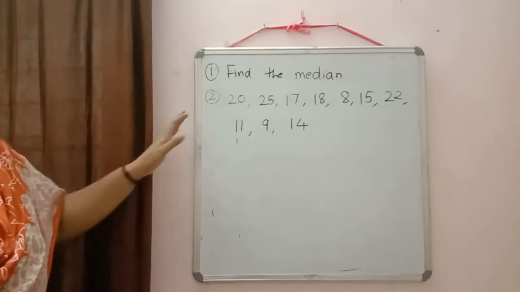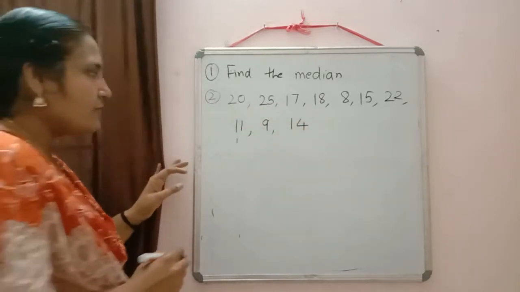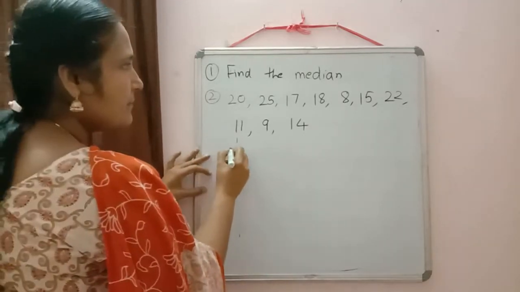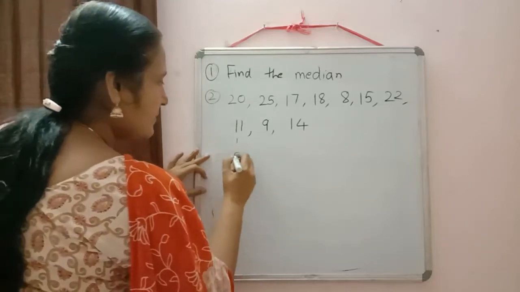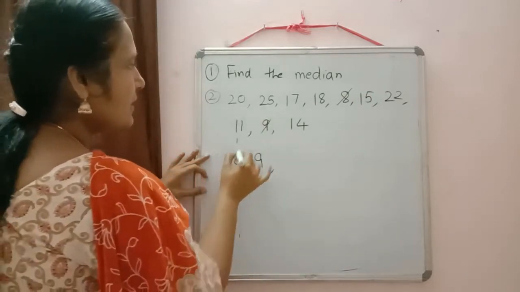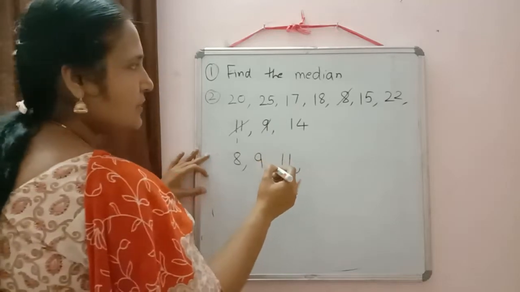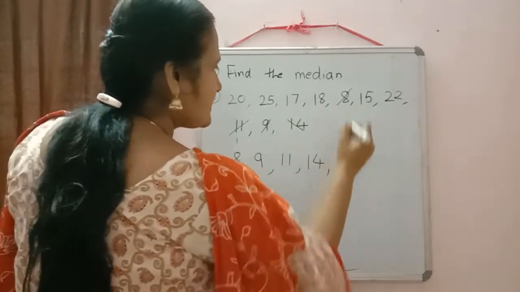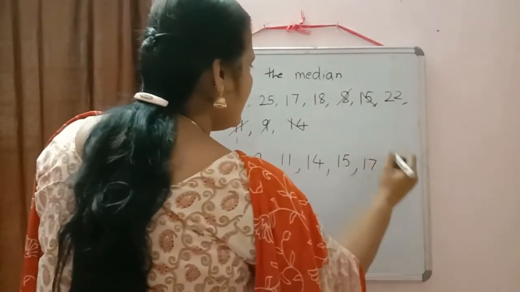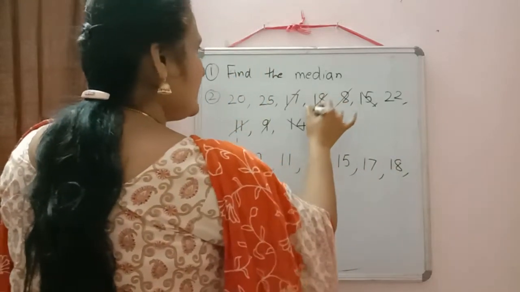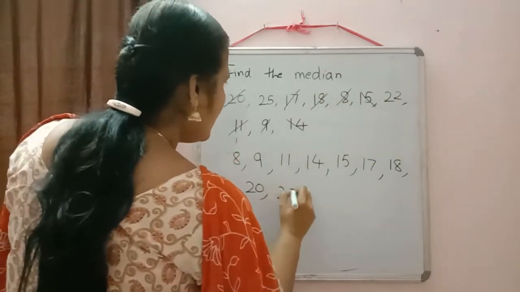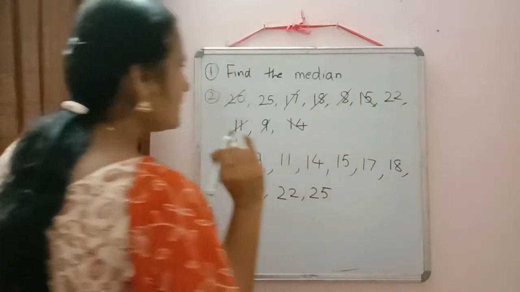Check the next question. Numbers are written. So first thing what we have to do, we have to arrange the numbers. So we'll start arranging it. First number is 8. Then next it will be 9. After 9 which one will come? Yes, 11. Then which one will come? 14. Then next number will be 15, then 17, 18, then 20, then remaining is 22 and 25. So all the numbers we wrote.